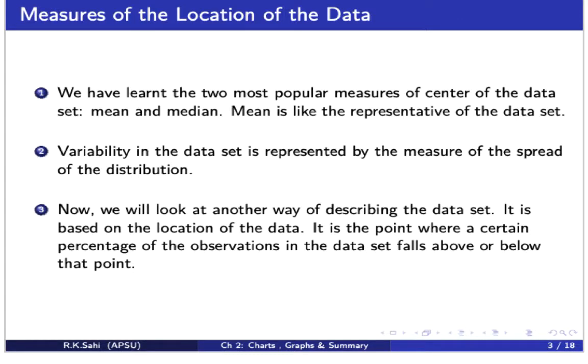Now, the two most popular measures we have already learned are the center of the data set, which is mean and median, and then the variability in the data set was represented by the spread of the distribution. Over here, we are looking at how the location of the data describes the data set. Now, this is a point where a certain percentage of observations in the data set fall above or below that point. So let's start with percentiles first.